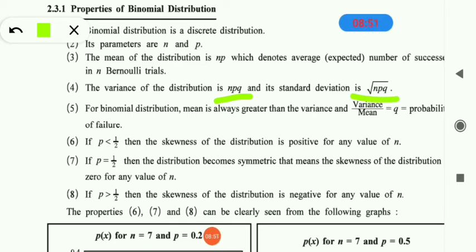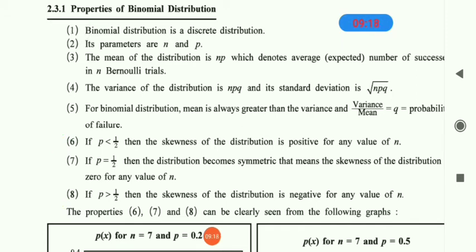Fifth, for binomial distribution, the mean is always greater than the variance, and variance upon mean equals q. Whenever the variance and mean are given, we can find q or p from the variance and mean easily. Now, properties number 6, 7 and 8 are very important. We have to understand them from the graph given below.